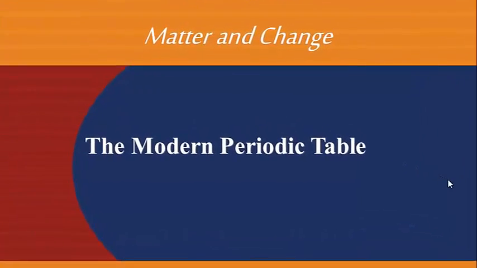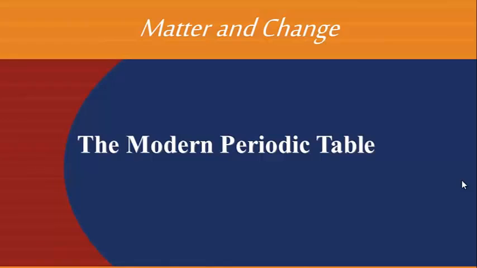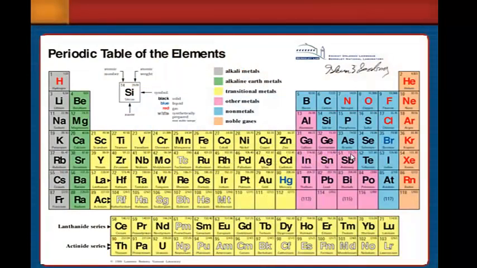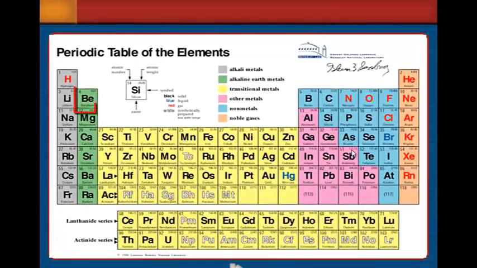Today we are going to talk about the modern periodic table. In this session, I am going to explain the structure of the modern periodic table and the meaning of the groups and the periods. So let's get started. This is the modern periodic table, and as you can see here, it contains a lot of boxes. Each box contains an element.